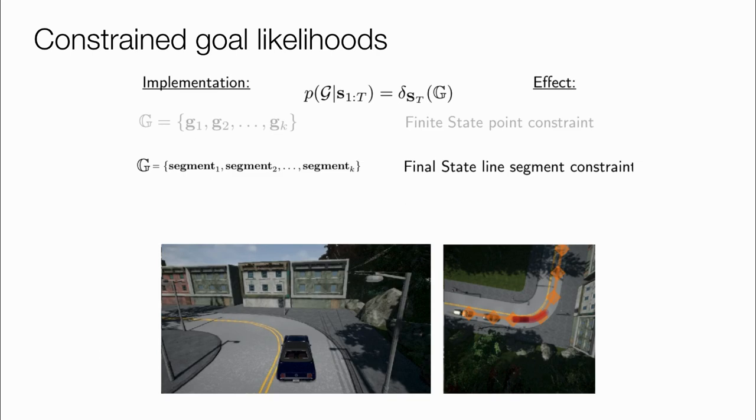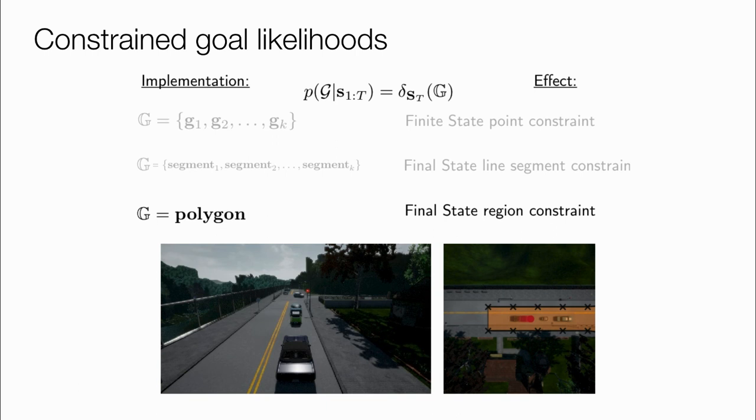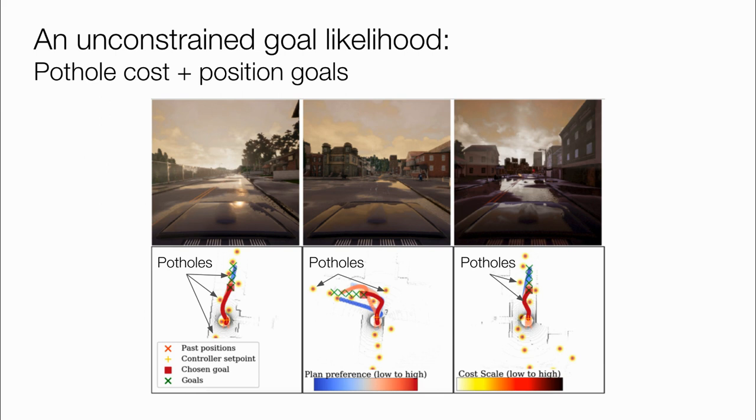Instead of individual positions, we may constrain this trajectory to end along a line segment. As shown before, we can specify that the trajectory must end within a particular region. Here the plans avoid the potholes as specified by the cost map to arrive at a goal, while still otherwise moving as expert-like as possible, such as steering back into the correct lane after it avoids a pothole.